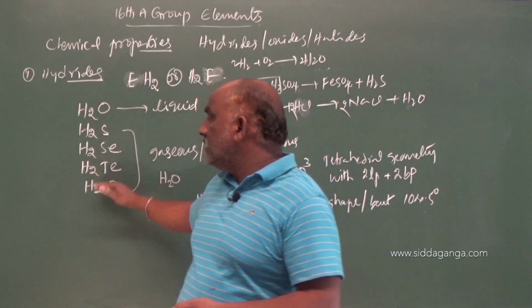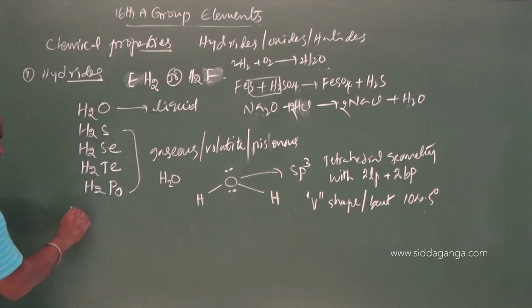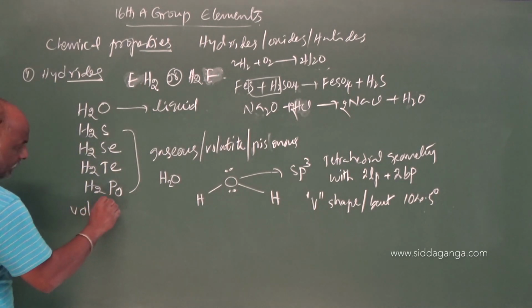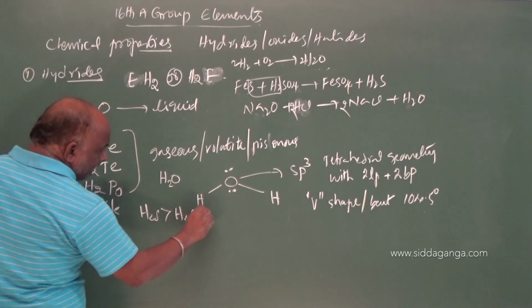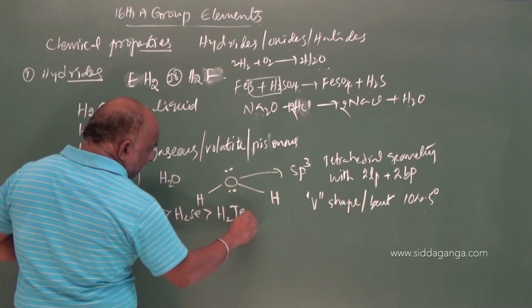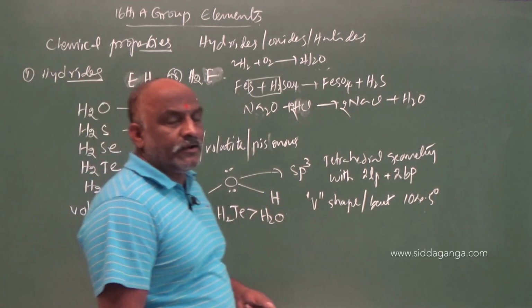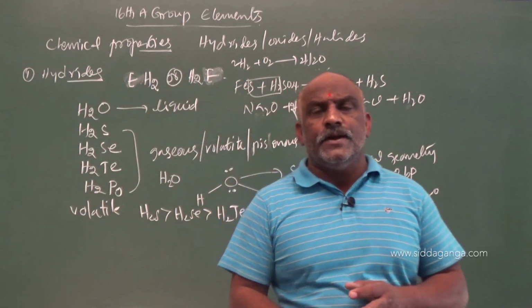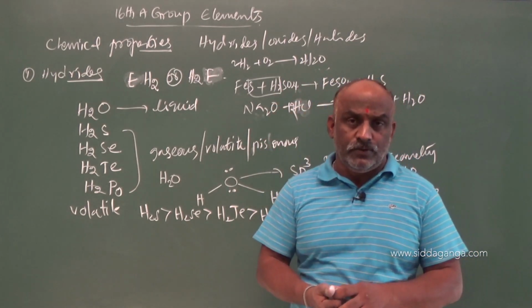Except water, the remaining ones are all volatile. What will be the volatile order? Make a note, my dear students, the volatile order is H2S, H2Se, H2Te, H2O. This is the volatile order: hydrogen sulfide, hydrogen selenide, hydrogen telluride and water.